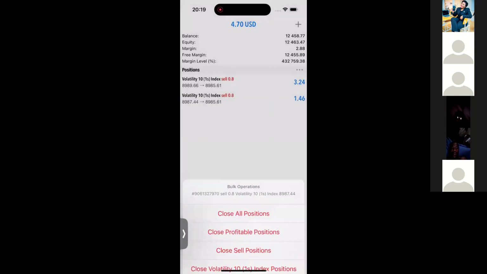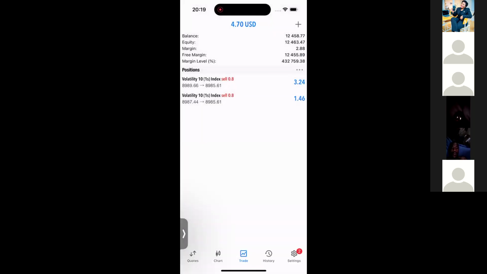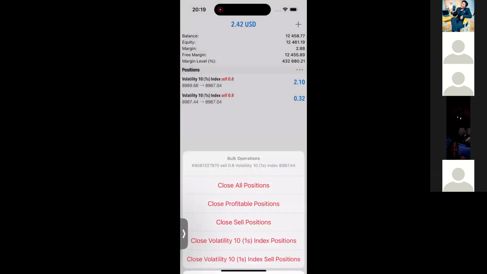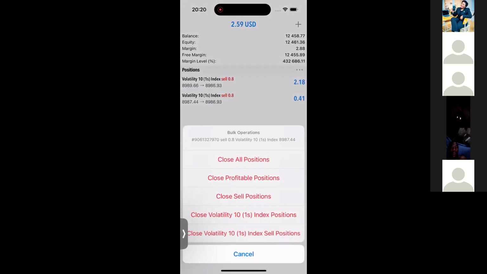It can filter the particular one. Maybe I'm in another trade that is V75. I'm in another trade that is V25, maybe V10, V50, and I only want to close V10 1S. I can just click on the bulk operation for it to just close the V10 1S for me.